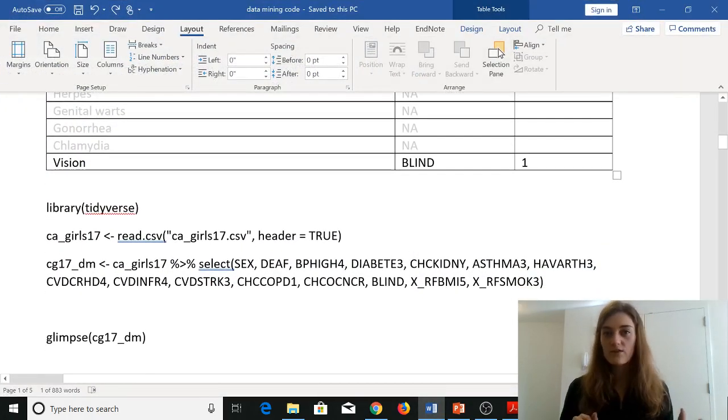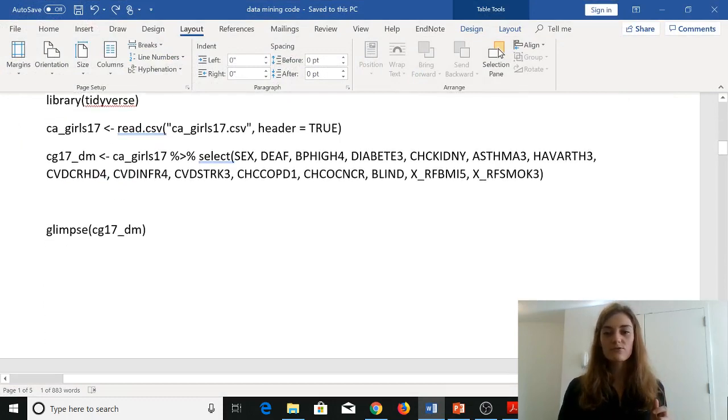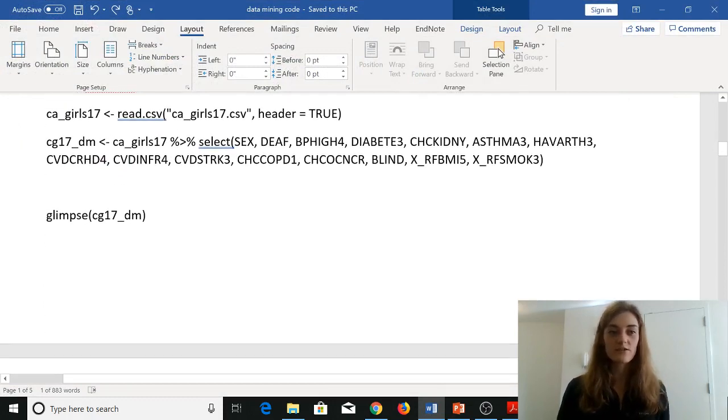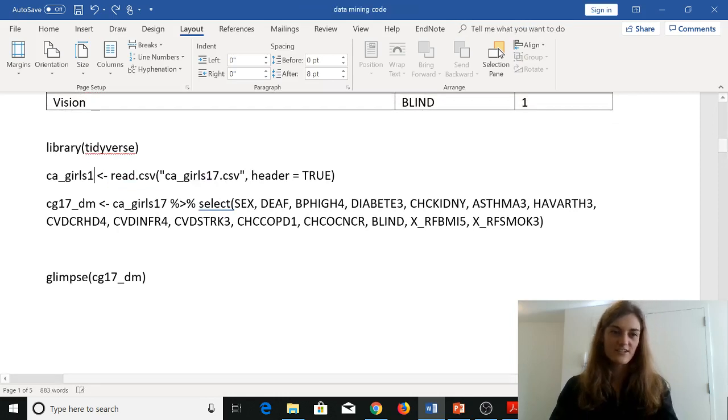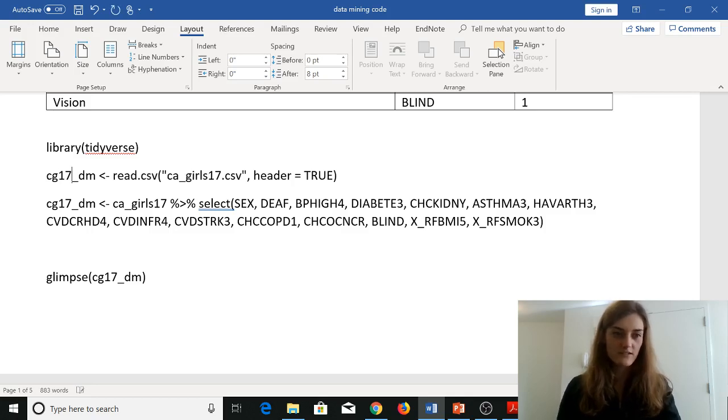Rather than typing out everything by hand, let me just walk you through this code and then we'll implement it, okay? So we're calling this data file California Girl 17 _ data mining. So we start with our California Girl 17 data file, which actually we called it something else. So let me just change that here. Data mining California Girl 17. So we're just going to retain that name and then change it here.